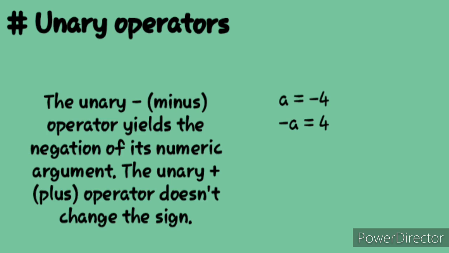The last type of operators are the unary operators. The unary minus operator yields the negation of its numeric argument. That means it changes the minus symbol to positive and positive to negative. The unary plus operator doesn't change the sign. For example, a is equal to minus 4. When we change the sign of a to minus a, it becomes 4. Now let us understand it using some examples.